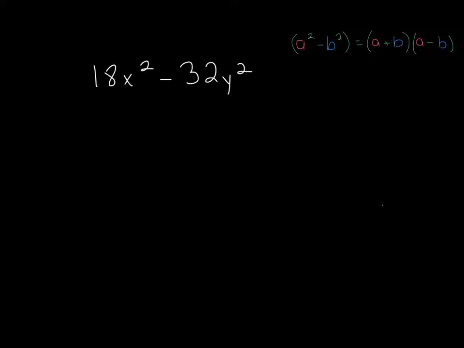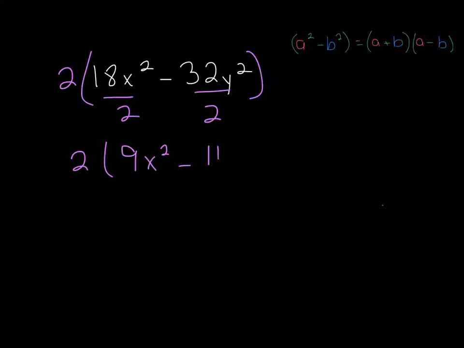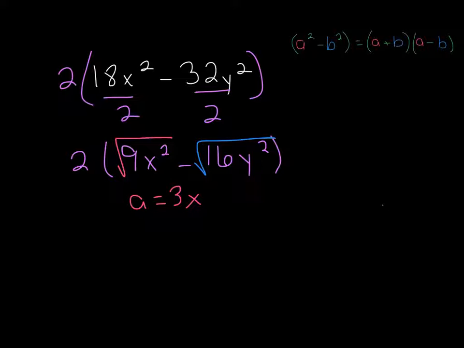Okay, this does not look like a difference of squares because 18 and 32 are not perfect squares. However, we do have a common factor. We can divide both of them by 2. So let's take that common factor out. That gives me 9x squared minus 16y squared. Now we do have a difference of squares. 9x squared and 16y squared are both perfect squares. So the square root of 9x squared would be 3x, and the square root of 16y squared would be 4y.